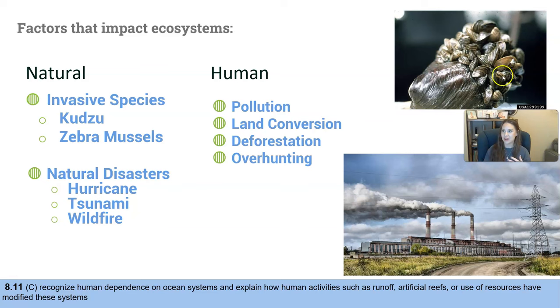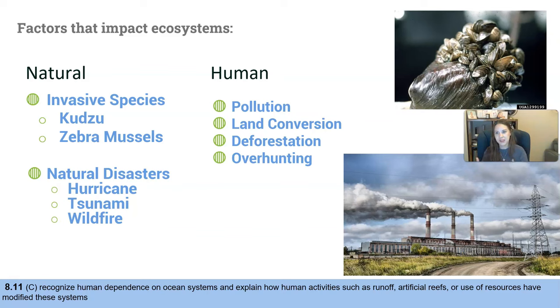Okay, so things like up here, we've got zebra mussels. These are invasive, meaning that they move into an ecosystem and utilize all of the resources in that ecosystem, making it so hard for the existing organisms to continue to survive and thrive because the zebra mussels are taking up all of those resources, okay? So that's one way a natural invasive species can impact an ecosystem.